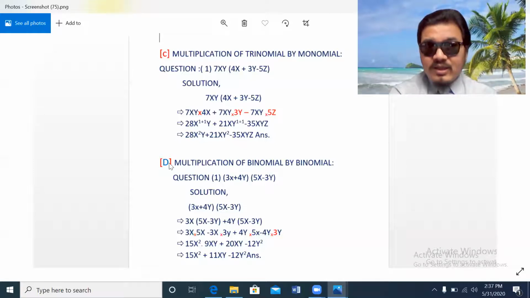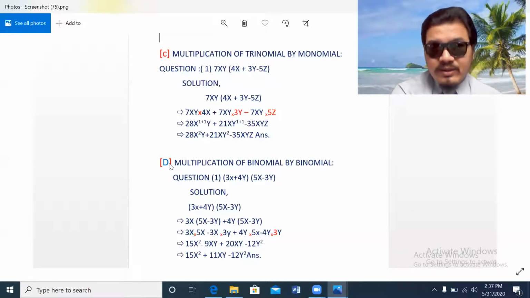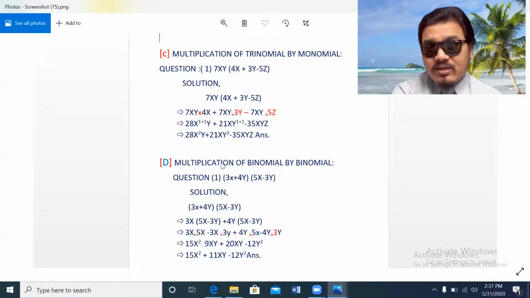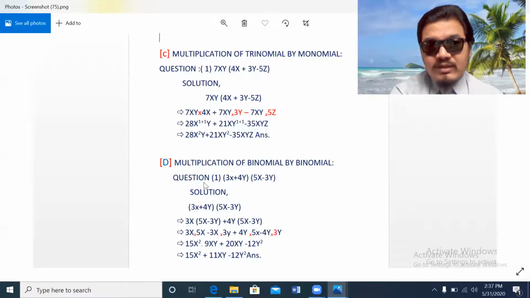Question number D. And what is shown here, listen carefully and watch all the steps. Multiplication of binomial by binomial. How to learn the multiplication of binomial by binomial. Watch it carefully, and follow this process. I hope you will understand very nicely.